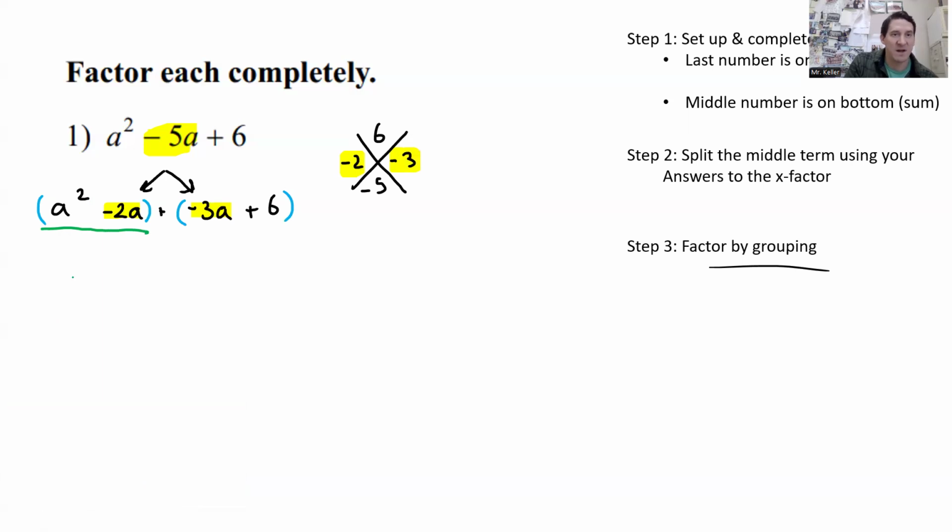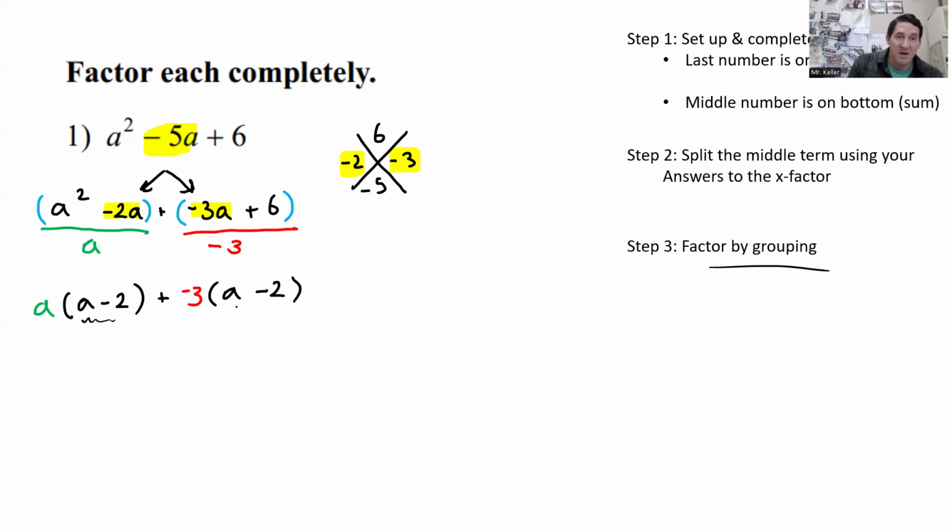Greatest common factor of a squared and -2a is a. So that first grouping factors into a times a minus 2, plus the greatest common factor on -3a and 6. That's going to be 3. Since the first term is negative, we are going to divide by a negative. That's going to be -3 here. And then we divide. So -3a divided by -3 is a. 6 divided by -3 is -2.